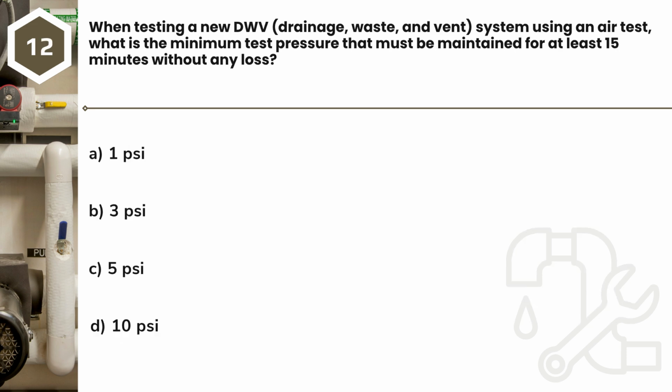Question 12. When testing a new DWV (drainage, waste, and vent) system using an air test, what is the minimum test pressure that must be maintained for at least 15 minutes without any loss? A. 1 psi. B. 3 psi. C. 5 psi. D. 10 psi.